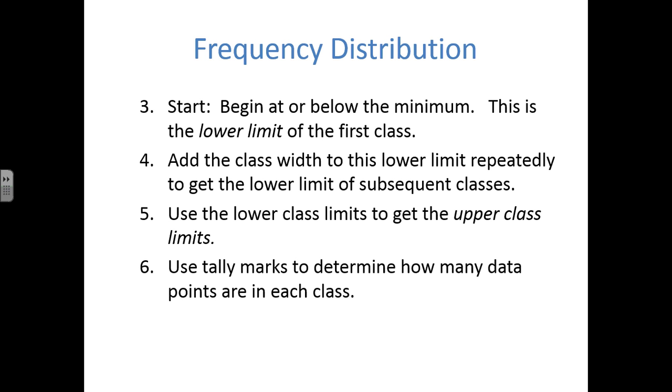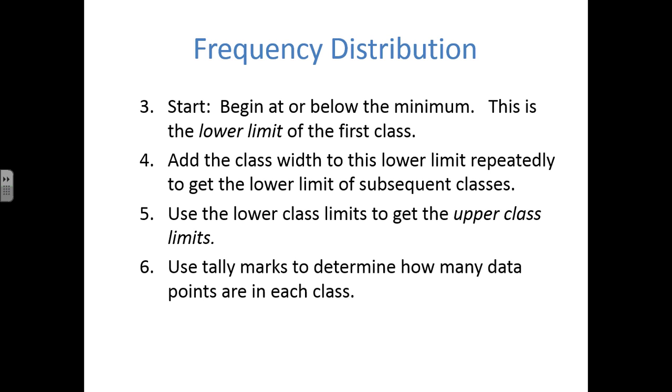Step 3, you want to find the lower limit of the first class, and that can either be the minimum value or a number slightly smaller than the minimum value. Then add the class width to this lower limit to get the next lower limit, and so on and so forth to get all of the lower class limits for all of your classes. Then you use these lower class limits to get the upper class limits, such that the upper class limit for class 1 and the lower class limit for class 2 come right up to each other, but do not overlap. This is known as all-inclusive and mutually exclusive.